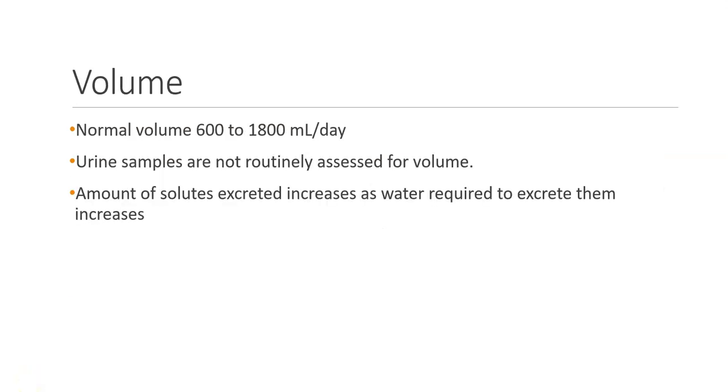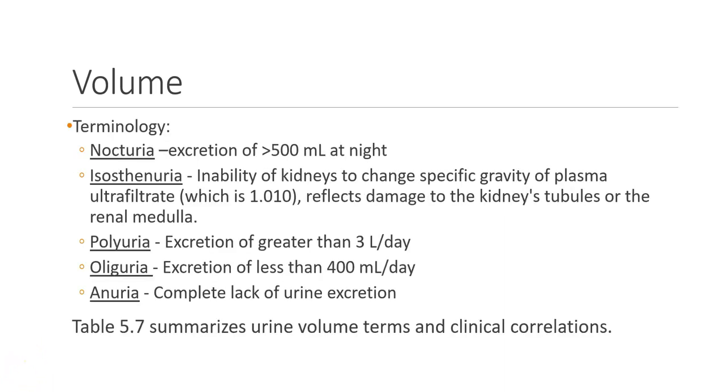The last physical characteristic of urine we're going to talk about is volume. Normally, you will excrete 600 to 1800 milliliters of urine per day. Urine samples are not routinely assessed for volume. Volume is only monitored for very specific tests, such as a 24-hour urine. The amount of solutes excreted increases as the water required to excrete them increases. You need to memorize each of these terms which describe urine excretion.